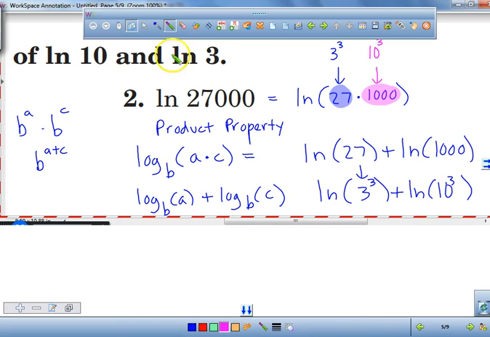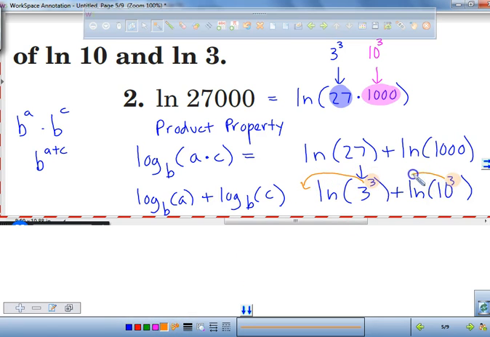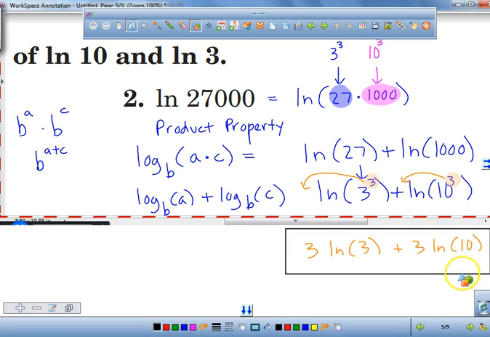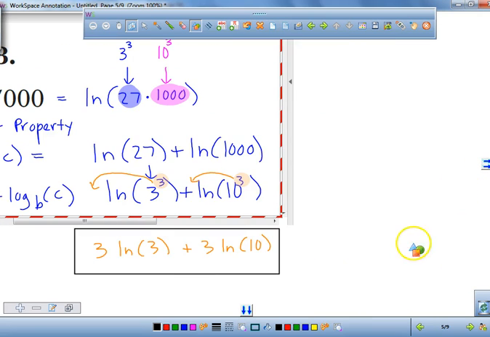For those of you who don't understand the power property, the cool thing about logarithms is if you have an exponent right here and right here, you are allowed to take those and move them out in front. So we would rewrite this as 3 times the natural log of 3 plus 3 times the natural log of 10. And that's your answer.